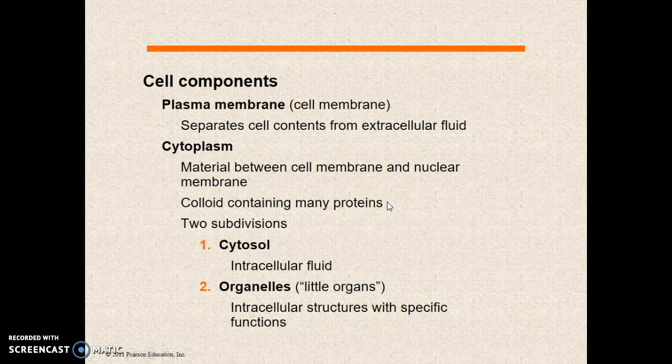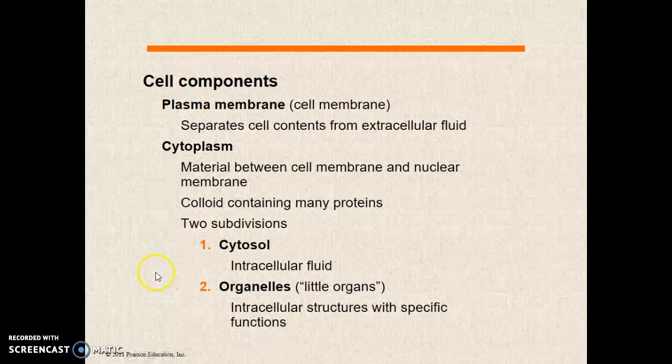Cells have basic components. Every cell has a plasma membrane or cell membrane, and that separates the inside of the cell from the outside extracellular fluid. Cells have cytoplasm. It's the material between the cell membrane and the nuclear membrane. It's a colloid, meaning the proteins are dissolved in it and they won't separate out. Jello is a colloid. There are 2 subdivisions of the cytoplasm. The cytosol is the intracellular fluid, and the organelles are the little organs or individual structures that have very specific functions.